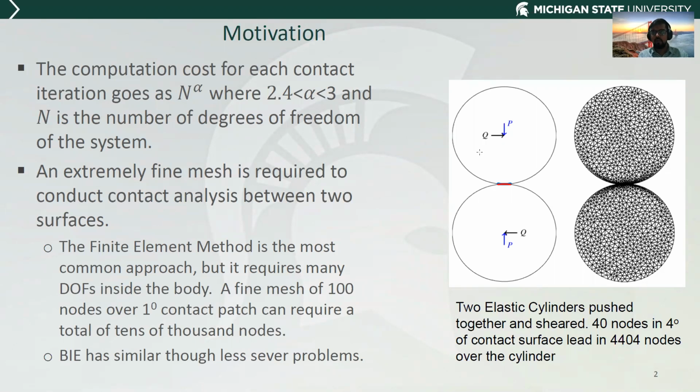For example, we have two cylinders pushed against each other, and the contact surface is discretized with 40 nodes in 4 degrees of contact surface. Then it can lead to 4,404 nodes over the cylinders for a fairly coarse mesh. If one wants to put 100 nodes over a 1 degree contact patch, then it can lead to tens of thousands of nodes. The boundary integral element method is another method, but it also has far more nodes than the contact nodes.